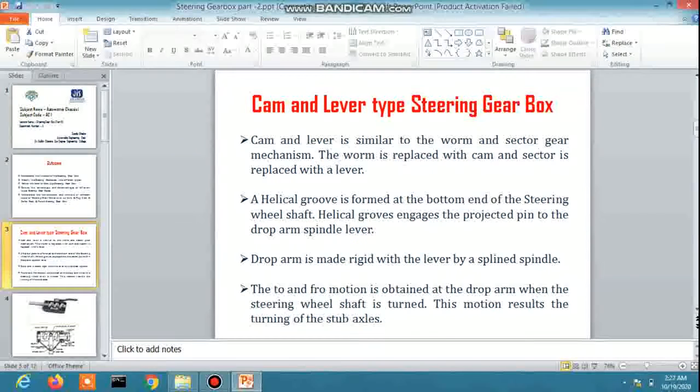The helical groove is formed at the bottom end of the steering wheel shaft. The helical groove engages the projected pin on the drop arm spindle lever. The drop arm is made rigid with the lever by a spline on the spindles. The to and fro motion is obtained at the drop arm when the steering wheel shaft is turned. This motion results in the turning of the stub axles.